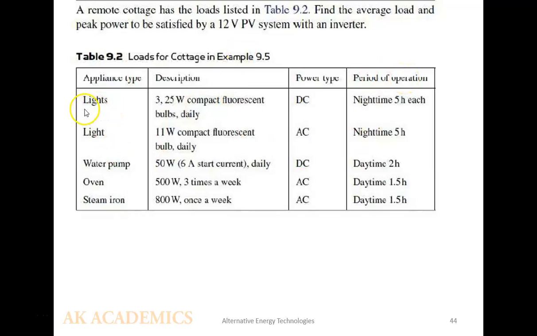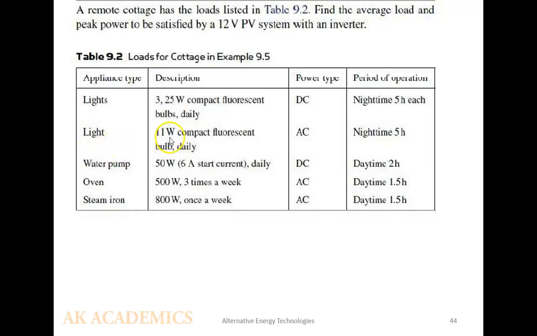So the first load is lights, and you can see we have 3 of those, 3 lights, each of them having a rating of 25 watts, and it's a compact fluorescent bulb, and it is used on a daily basis. It requires a DC power. So that simply means that before we convert the power from DC to AC using the inverter, we have to supply this first load, and it is used in the night for 5 hours.